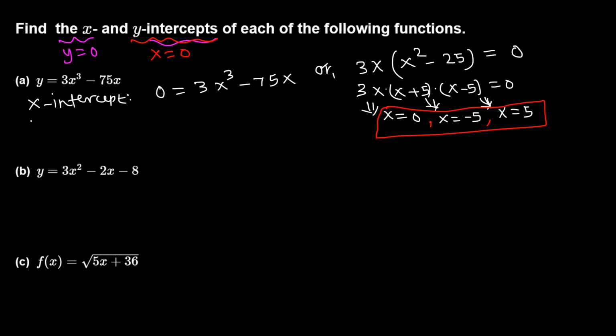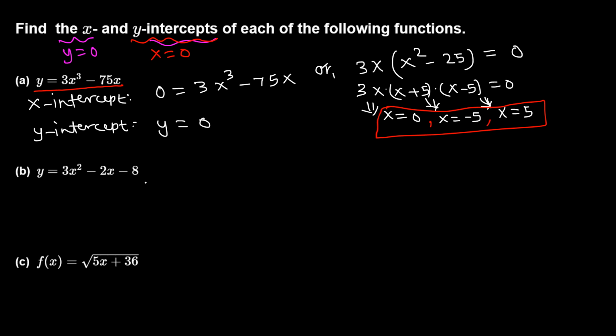In the same way we can find the y intercept. It's easier in this case. We set x equals 0, so here is the equation. That is y equals 3 times 0 cubed minus 75 times 0, which is just 0. So y equals 0 is the y intercept.